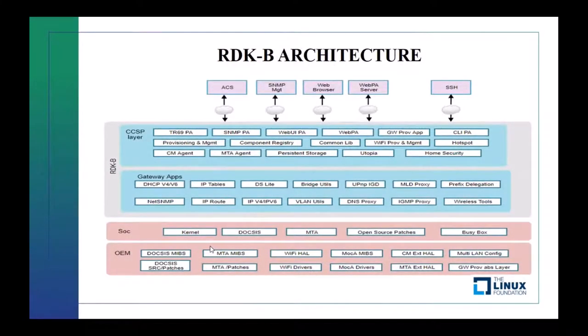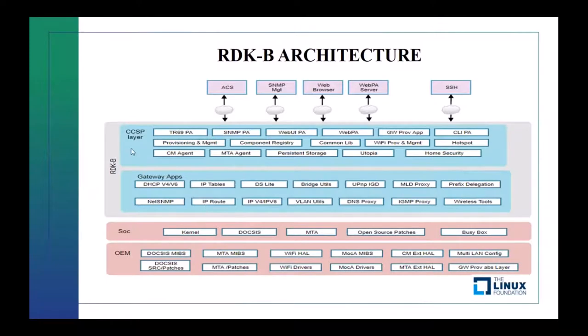RDKB architecture. RDKB is developed as a modular software stack built from a collection of individually reusable software components, and it is based on software modularity, abstraction of external management protocols, independence from wide area network type, silicon independence, Linux kernel independence, and a software structure that allows multiple organizations and teams to work in parallel. The architecture supports pluggable component modules which communicate over the CCSP message bus.